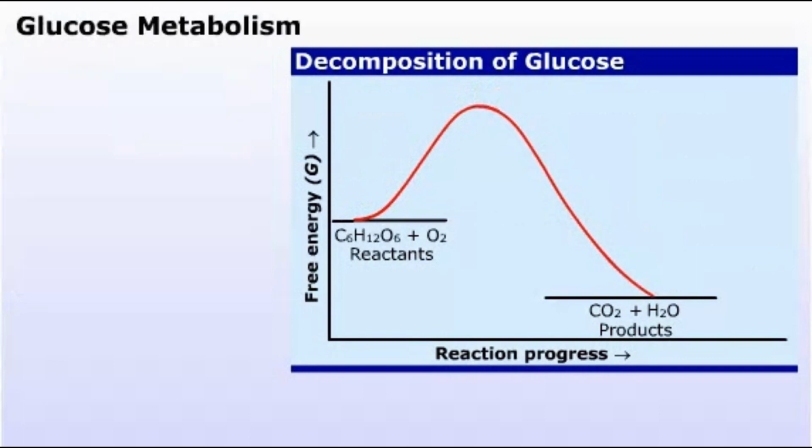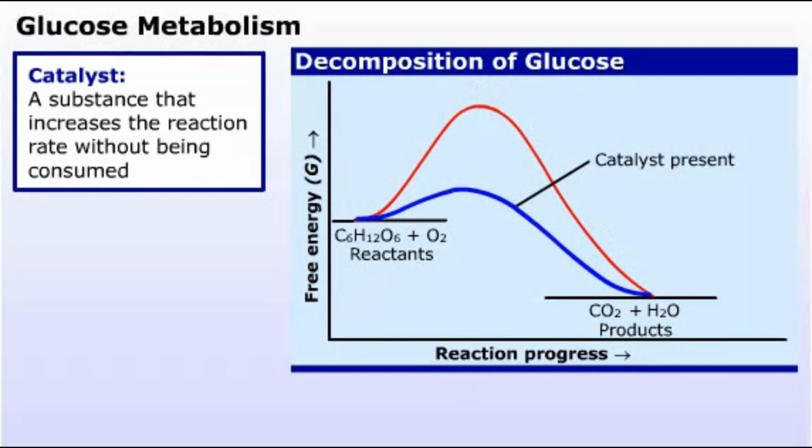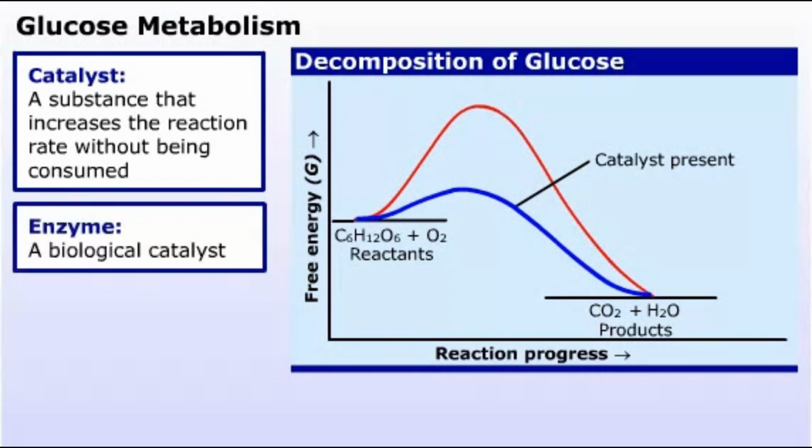What speeds up the reaction when we eat sugar? The reactants follow a pathway with a lower energy barrier. Catalysts in our bodies guide the reactants through this new course. A catalyst is a substance that increases the reaction rate without being consumed. The catalysts used by living organisms are enzymes.